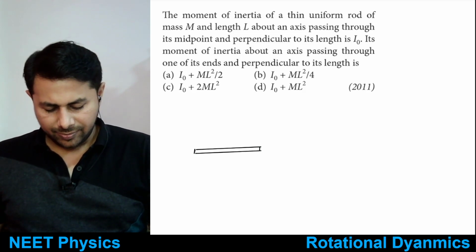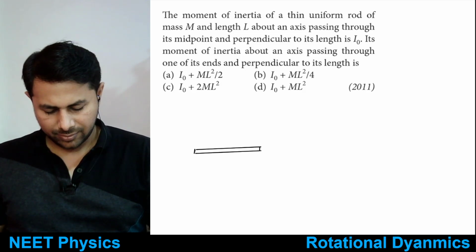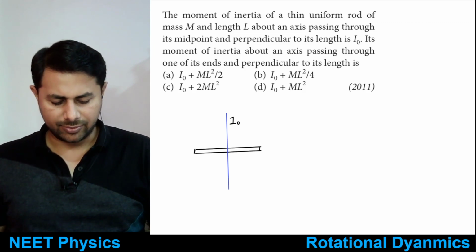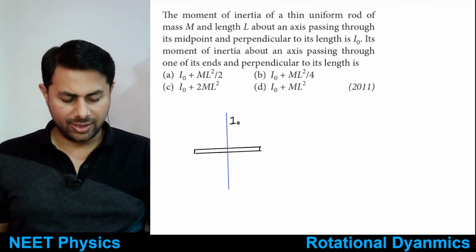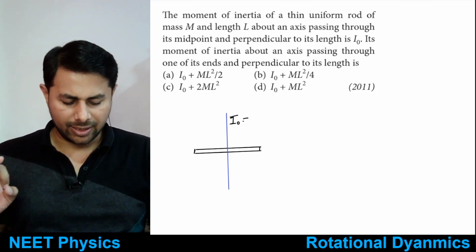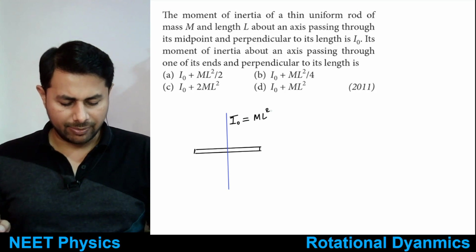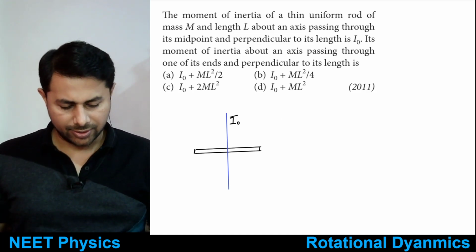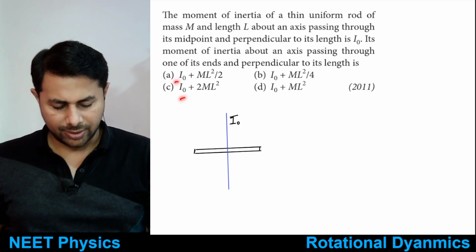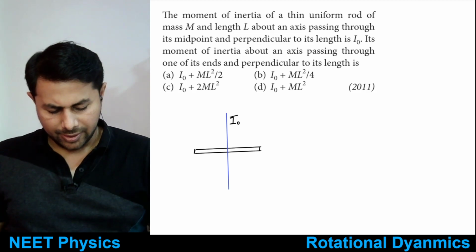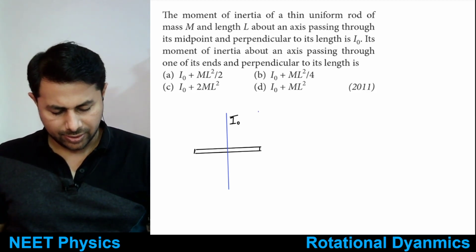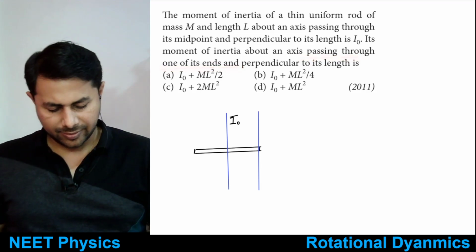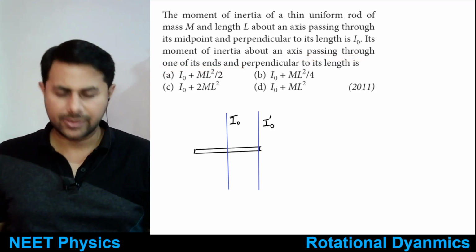So they say that the moment of inertia about this axis is IO. So what we called IC earlier, they are calling IO, right? We know it is ML square divided by 12, but we don't need that because they have written IO in all of the options. And you want its moment of inertia about this axis, which is passing through one of its ends. So let's suppose this is IO prime.